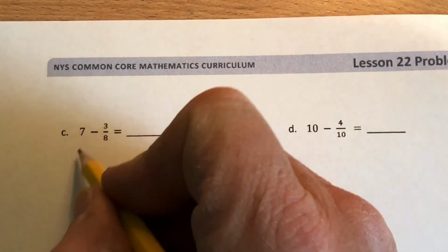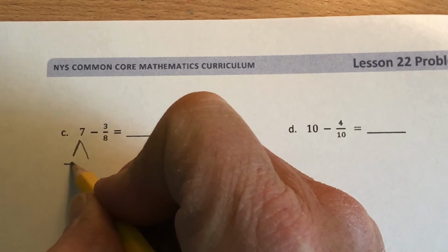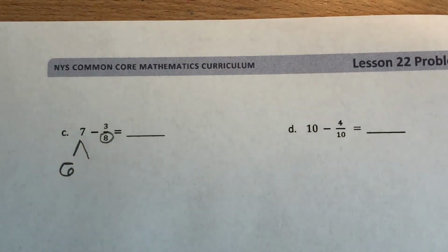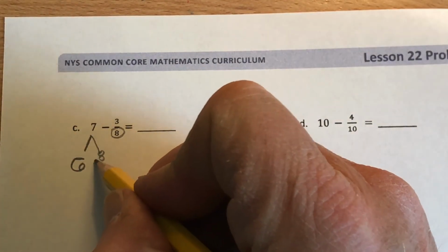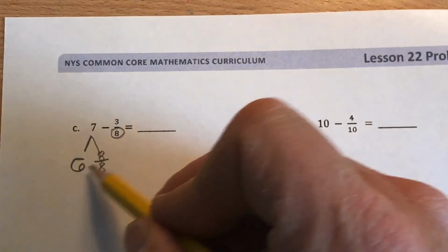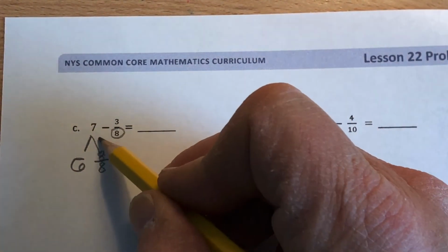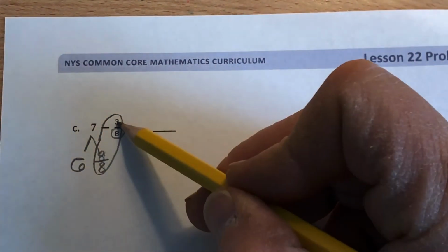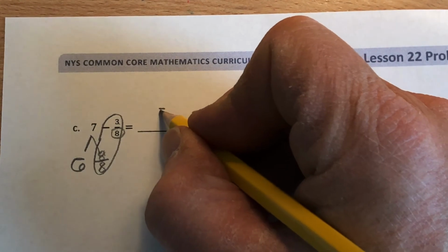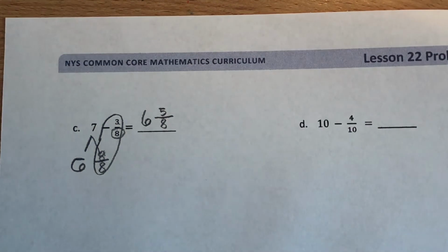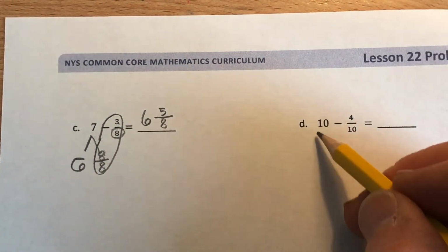Okay, so here I've got 7, actually 6. What's my unit? It's eighths, right? So I'm going to take one of my wholes and make 8/8. Now what I'm going to do is subtract. I needed to do 8/8 minus 3/8, and I can do that. What's 8 minus 3? It's 5/8. And then I just end up with 6 5/8. Okay? How about 10 minus 4/10?